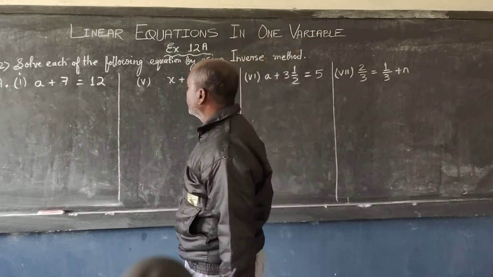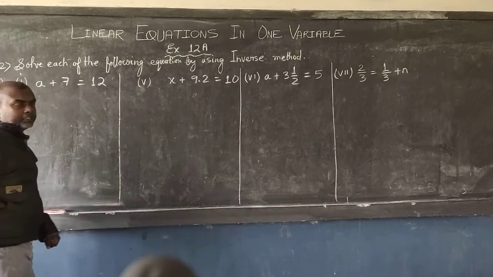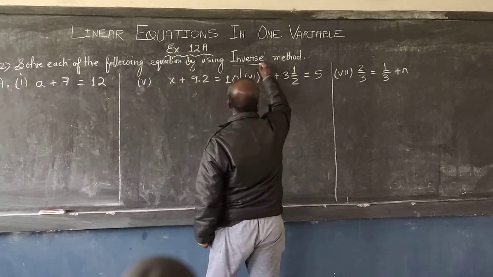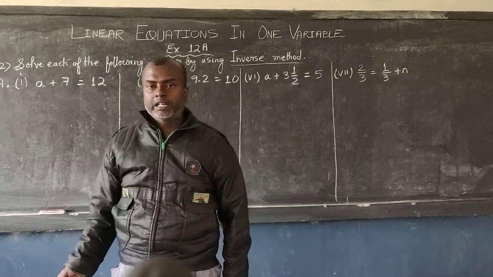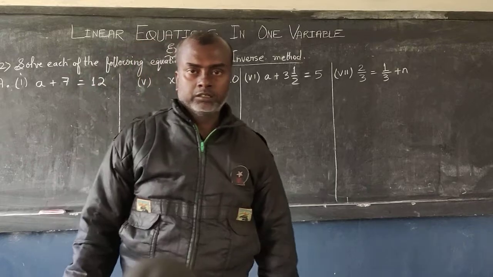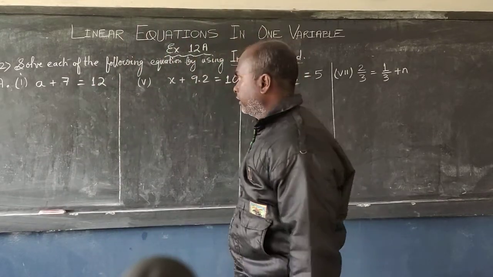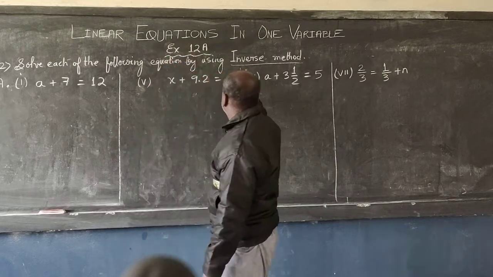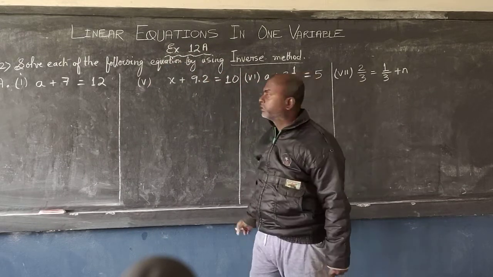So in the first one we have this a plus 7 equals to 12, and which method you have to use over here? Inverse method. Shifting method we will do in the next class. So don't worry that I'm not going to cover that. It's not like that. We will do it in the next class. Today we will only concentrate on the inverse method.